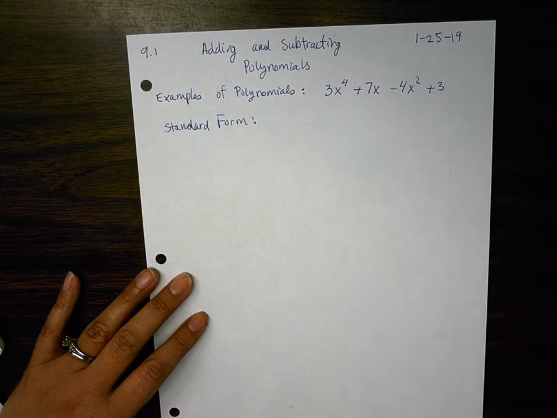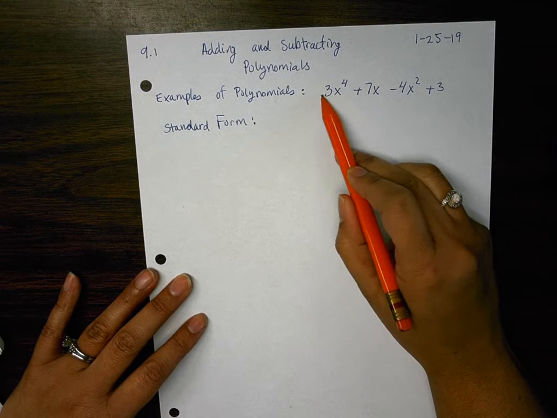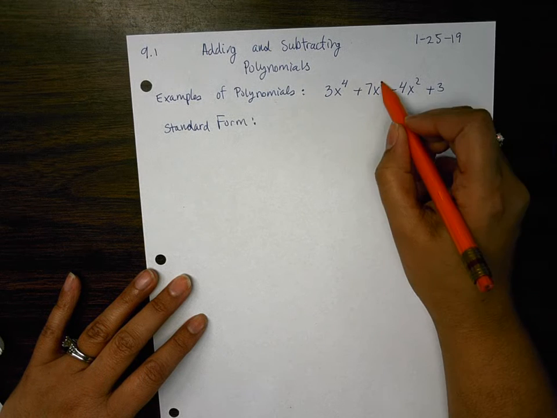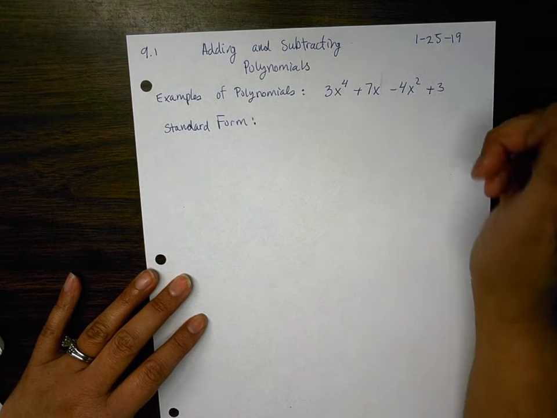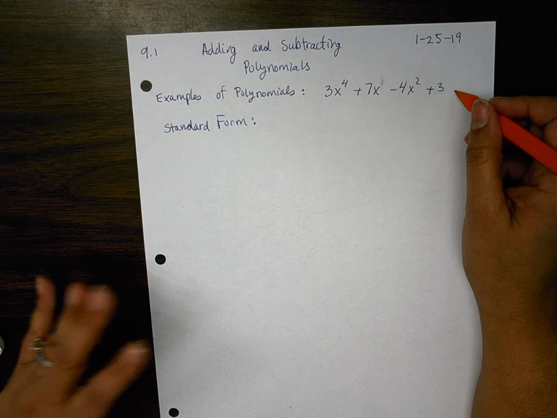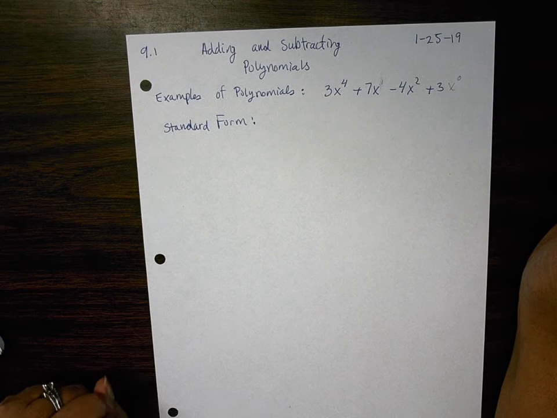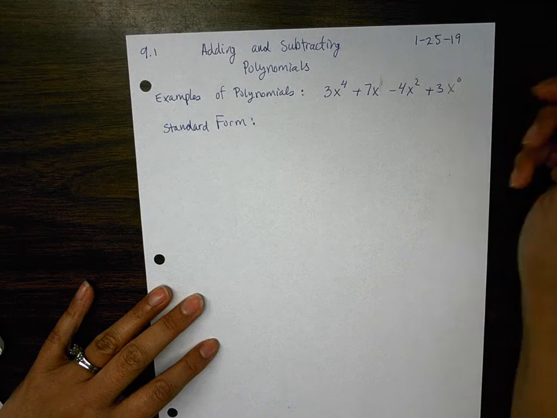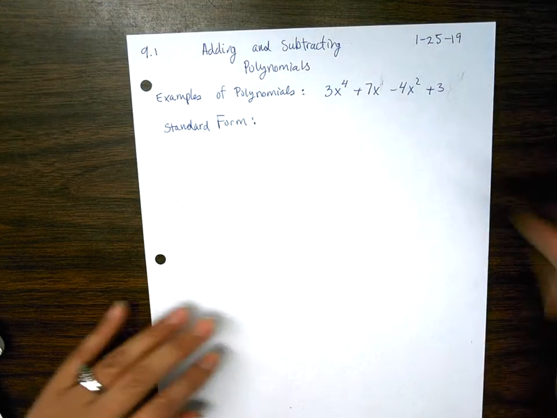What is my largest? Well, first off, what's the exponent here? 4. This is one term with an exponent of 4. What's the exponent here? 1. What is it here? 2. And the last one, does anybody know what it is? Is there an exponent? Is there a variable? No. That means it's x to the 0. Why is it x to the 0? Because what is x to the 0? 1. 1, and 3 times 1 is 3. You won't ever have to write that again. I'm just letting you know it is there.